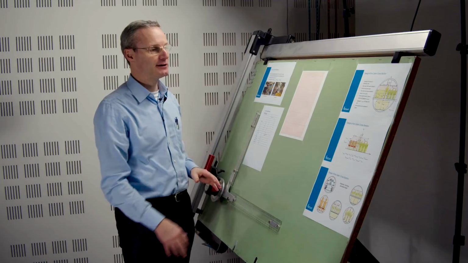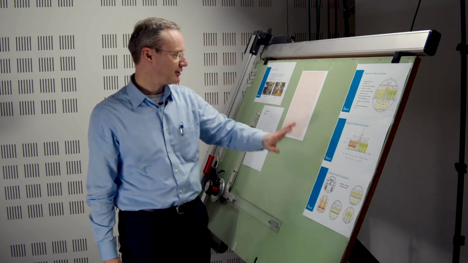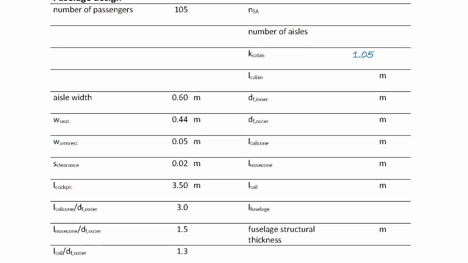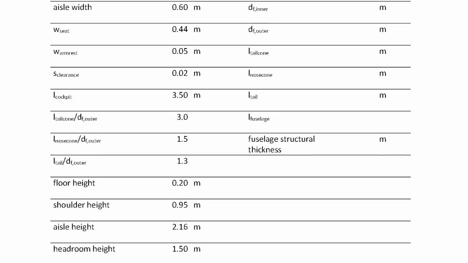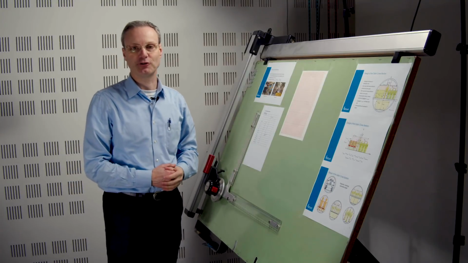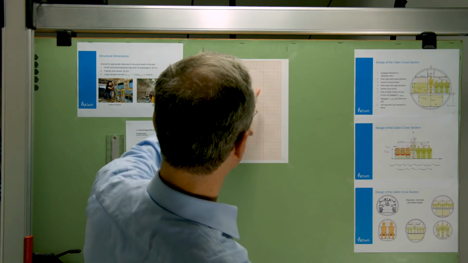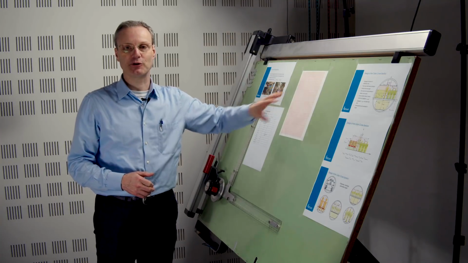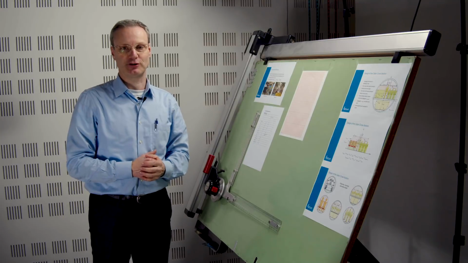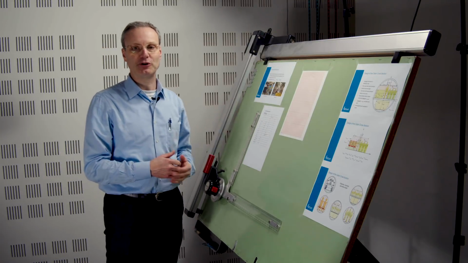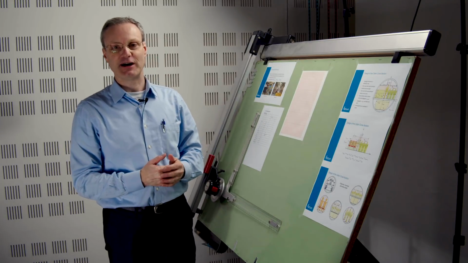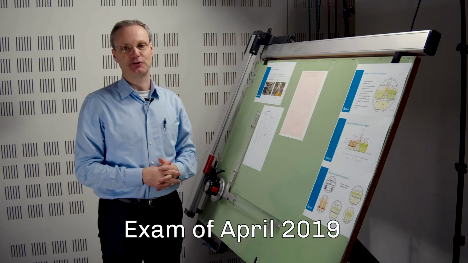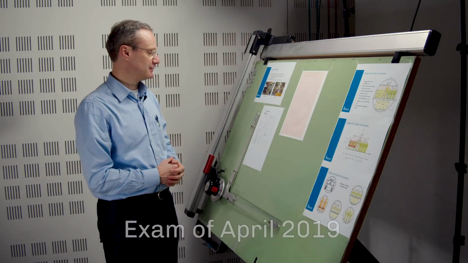We have a setup here where we have all the necessary slides made available. We have the aircraft design data sheet, and we have some data given and some data we need to calculate based on the work we're going to do. Here we have the first sheet of A4 graph paper, and here's where we're going to draw the cross-section of the fuselage. The example I will be using today is from the exam of April 2019, so you can look it back.